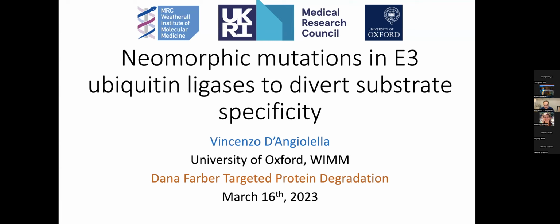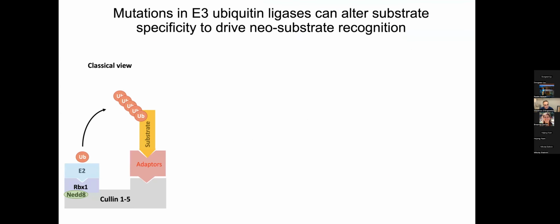And today I would like to tell you about our story on neomorphic mutation. And I hope I can convince you that this is something that is occurring in E3 ubiquitin ligases, because our classical view has always been, and to this audience I don't think I have to give a big introduction about this, that E3 ubiquitin ligases, especially of the cullin family, assemble multi-subunit complexes to allow the recruitment of specific substrates. The presence of a central cullin scaffold allows recruiting, from one side, the RING finger protein to recruit E2, and from the other side an adapter for substrate specificity.